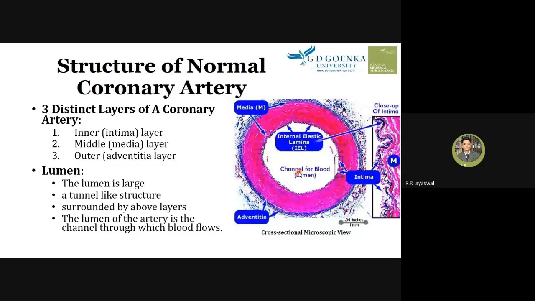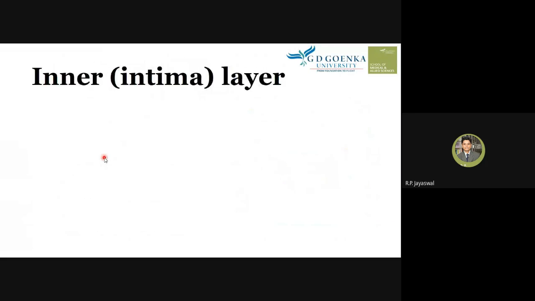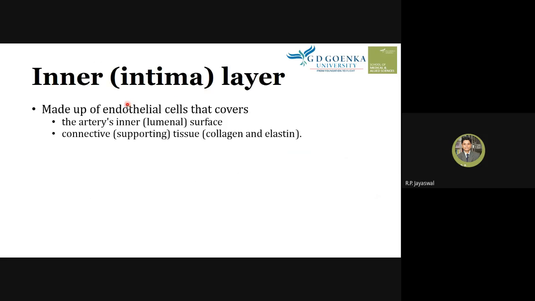So let's discuss in detail how the inner layer looks, what the middle layer is, and what the outer layer is. The next slide describes the inner, middle, and outer layers separately. The inner layer is the intima layer, which is made up of endothelial cells. Endothelial cells are one of the hallmarks of the inner layer.